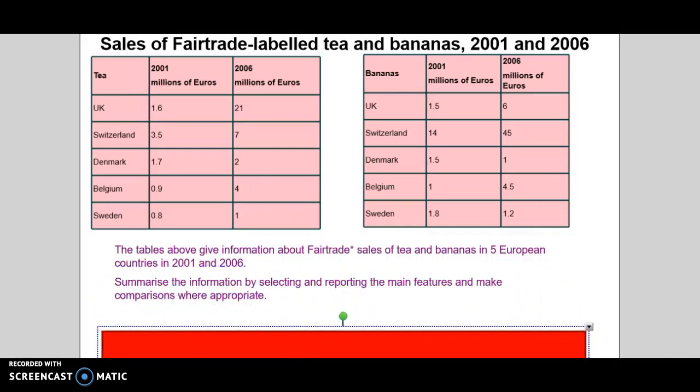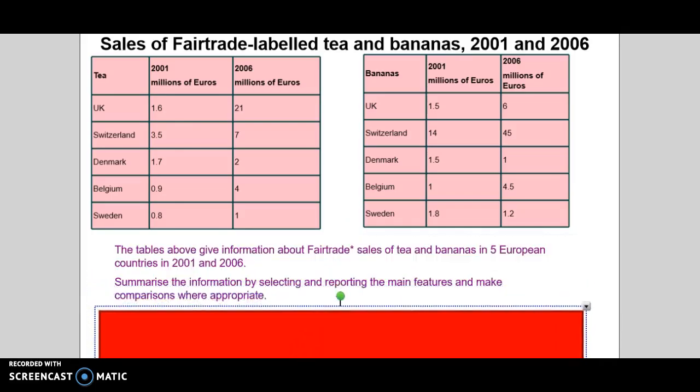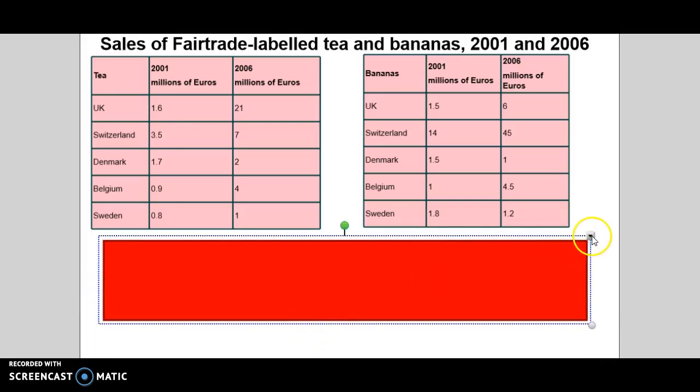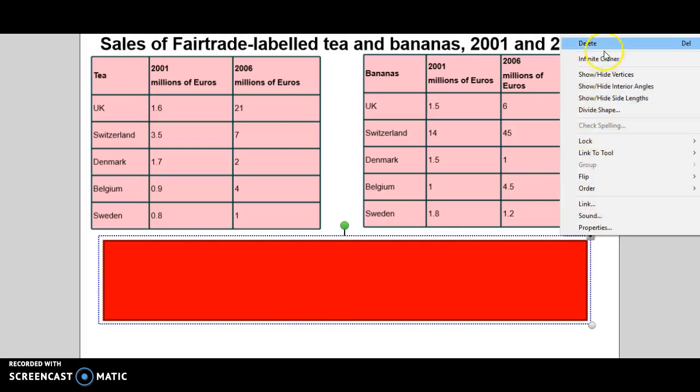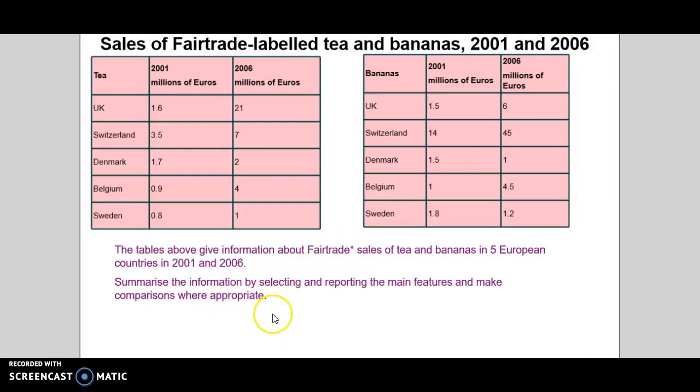This here is a possible typical question for the task 1. So you can find questions like this. The tables above give information about fair trade sales of tea and bananas in 5 European countries in 2001 and 2006. Summarize the information by selecting and reporting the main features and make comparisons where appropriate.